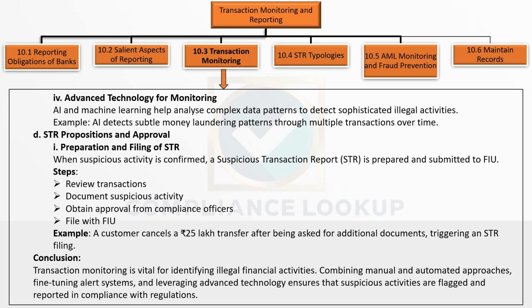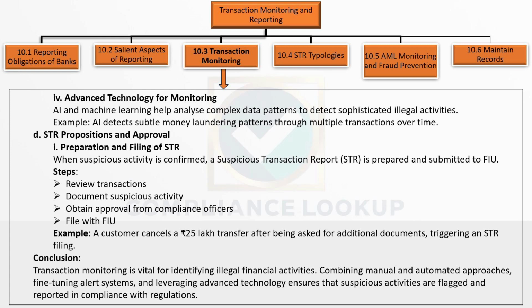3. Suspicious Transaction Report (STR) preparation and approval. First, preparation and filing of STR. Once a suspicious activity is identified, a suspicious transaction report (STR) must be prepared. This report outlines the transaction details, the reasons it is deemed suspicious, and any other relevant information. The STR is then submitted to the FIU.